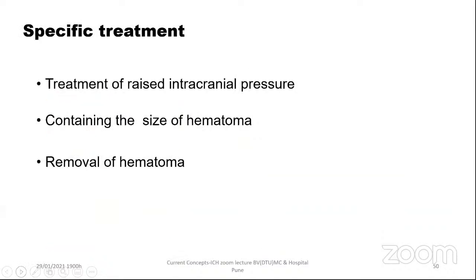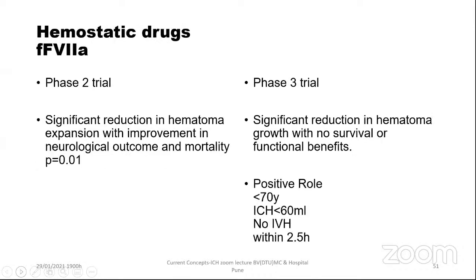What are the specific treatments? The treatments are for raised intracranial pressure, containing the size of the hematoma, and removal of hematoma. First, we have already mentioned NovoSeven, factor 7A. After the phase 2 trial, the whole of India started using this drug, but when the phase 3 trial came, there were more thromboembolic complications, thrombosis and cardiac complications.